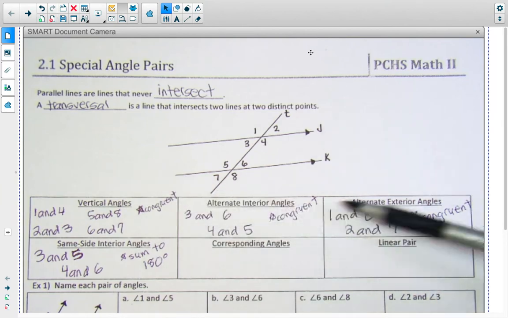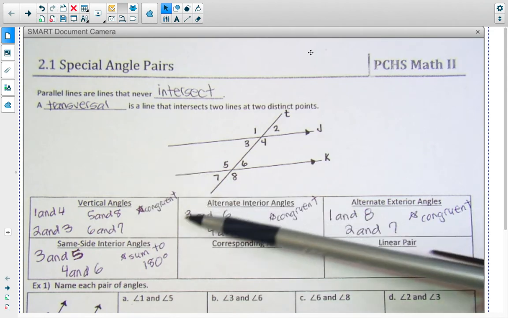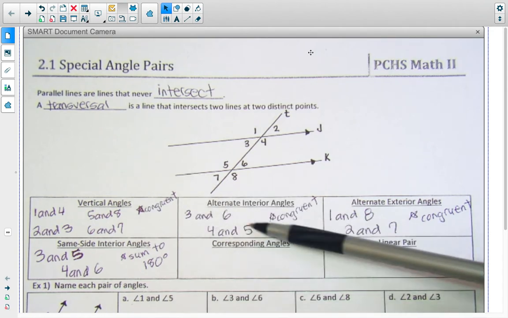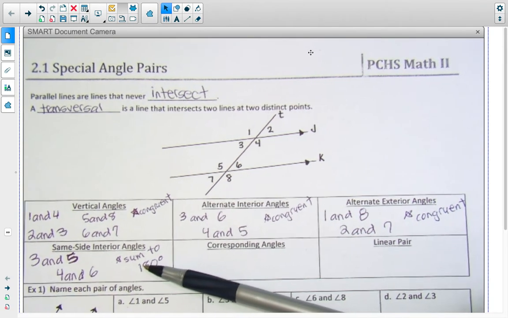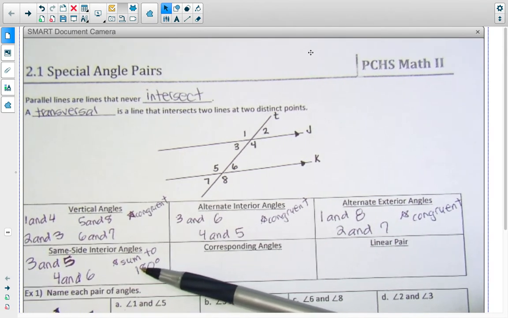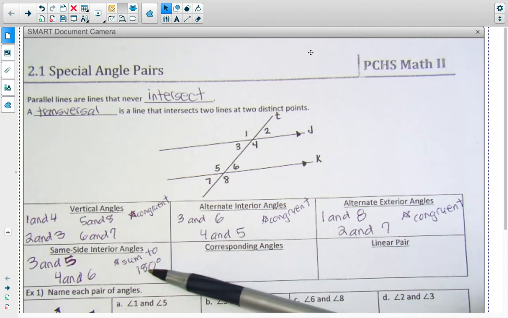3 of them are congruent. So those pairs, 3 and 6, are congruent to each other. 4 and 5 are congruent to each other. But same side interior angles, which are also called consecutive interior angles, they sum to 180 degrees. So when we add them together, it gives us 180.